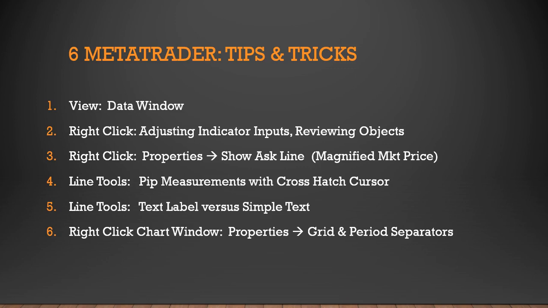And we've had a full video on the crosshair cursor to show you how to do your pip measurements, but let's review that one more time quickly. The line tools also have an opportunity for you to use text labels or simple text, and those can be two confusing icons. So let's quickly check them out. And we'll conclude this video with a right click on the chart window that shows properties and shows you how to get rid of the grid if you don't want that, or shows you how to show the intraday period separator line, that vertical line that connects the two different days' trades.